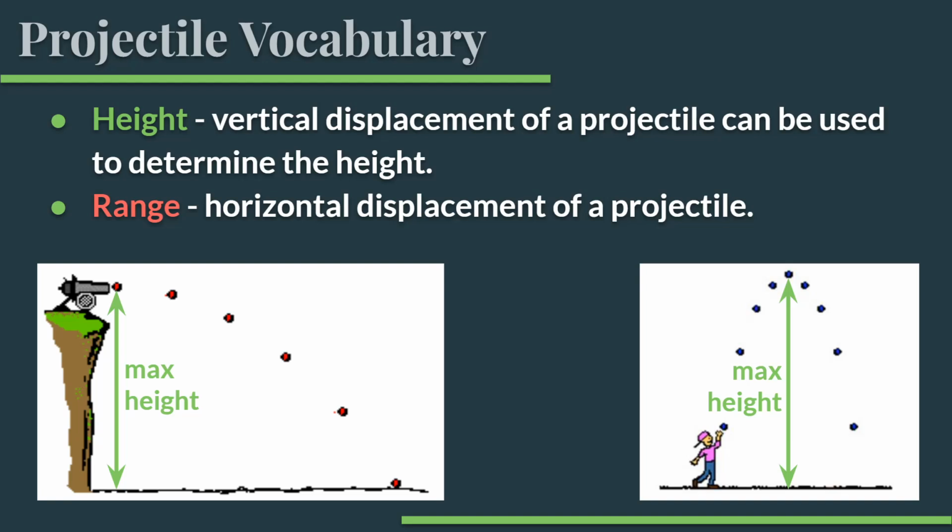Range, on the other hand, is the horizontal displacement of your projectile. So here are the ranges for each of these. It would be basically from the launch position along the ground to the point it lands. Same thing for both, and I've labeled it in both of those. So again, if you see range, it's asking about horizontal displacement. If you see height, it's asking about vertical displacement.